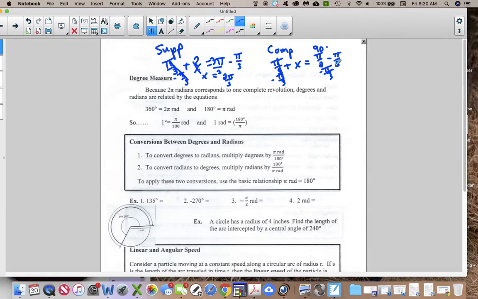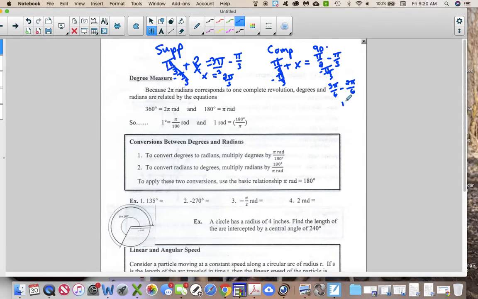Now I can only subtract them when they have a common denominator, so pi over 2 is the same thing as 3 pi over 6, and pi over 3 is the same thing as 2 pi over 6. 3 pi over 6 minus 2 pi over 6 is just pi over 6, and there is the complement of pi over 3. The supplement of pi over 3 was 2 pi over 3. The complement is pi over 6.